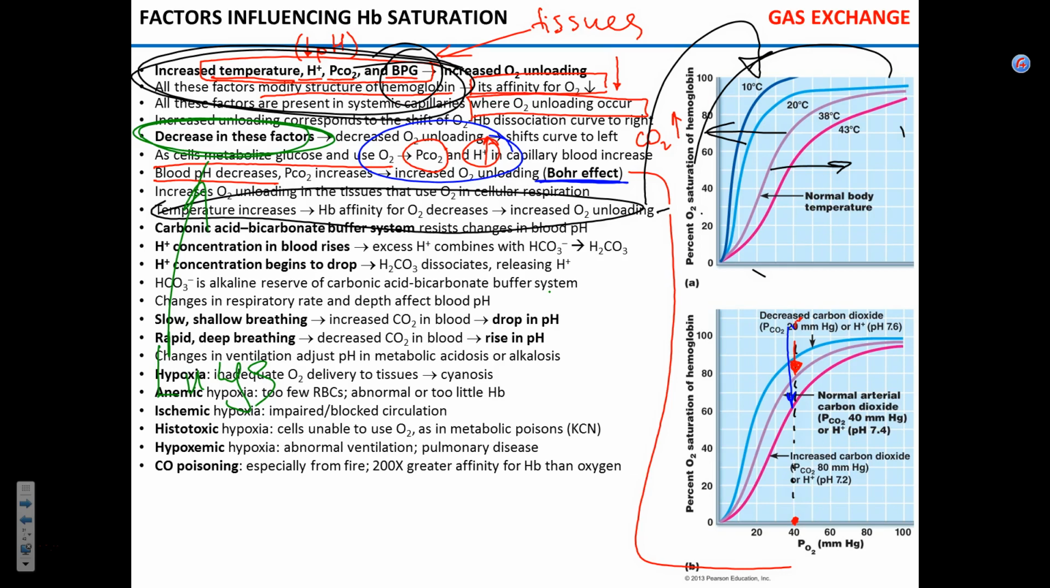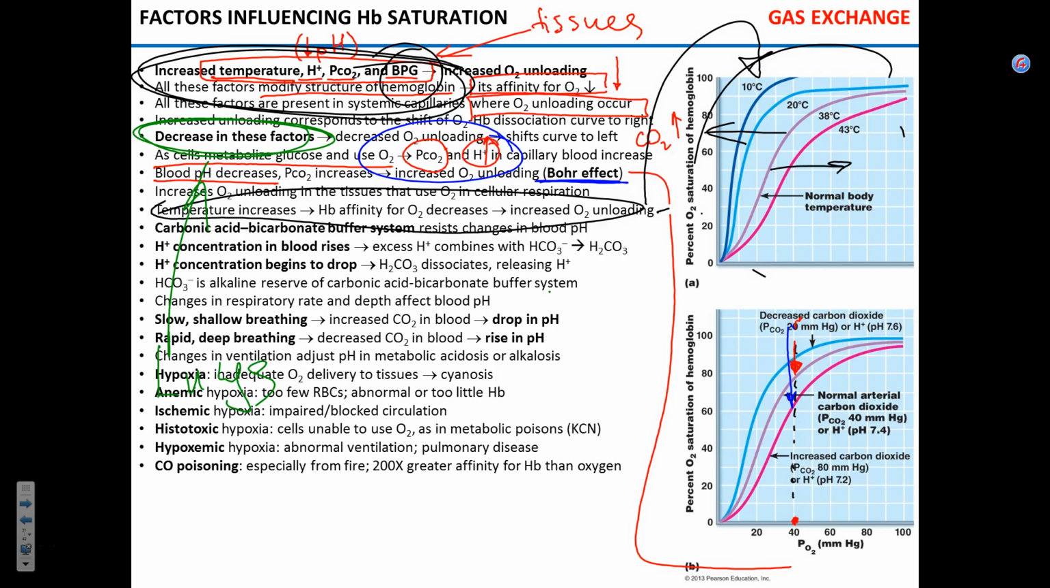Exactly. And consider it maybe as, it's not really a signal, it's a physiological mechanism. But if you think about it, it makes perfect sense that in the conditions of metabolically active tissues, unloading increases. And in the condition of lungs, unloading decreases, so the loading can occur. That's a perfectly logical physiological response. Does that make sense?